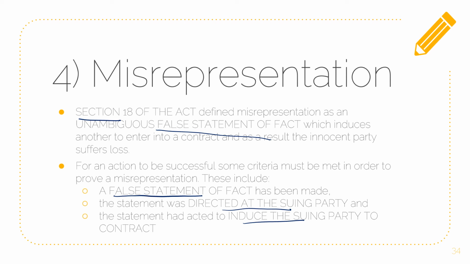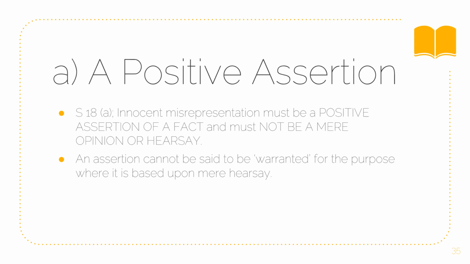In summary, a misrepresentation must include an untrue statement, induce someone, and that person must suffer loss. Section 18, Clause A states, innocent misrepresentation must be a positive assertion of a fact, and it must not be a mere opinion or hearsay. An assertion cannot be warranted for the purpose where it is based on mere hearsay.